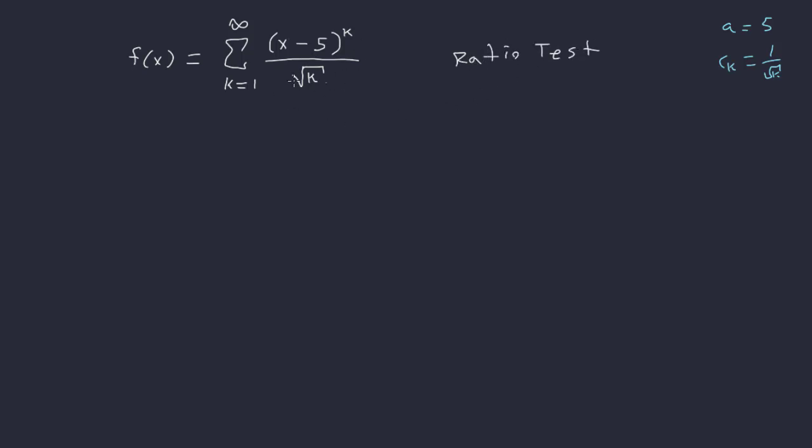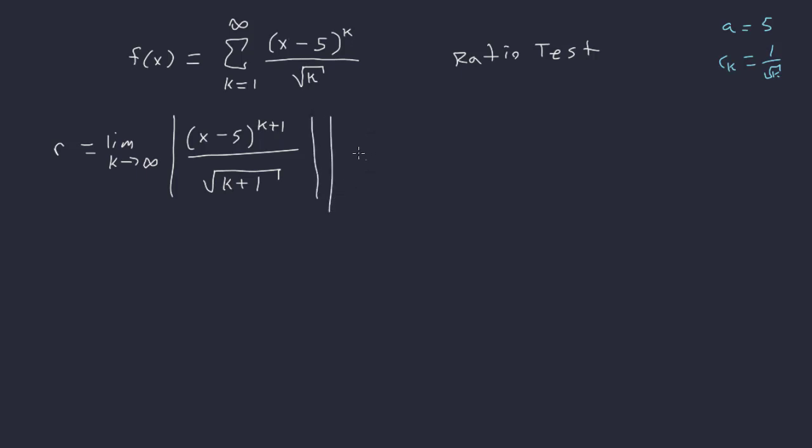because not everything's raised to the k. I have a square root k and something raised to the k, so I think ratio test would probably be our best bet. So we're going to look at r, which will be the limit as k goes to infinity of the absolute value of the k plus 1 step, so that would be x minus 5 to the k plus 1 all over the square root of k plus 1 times the absolute value of the k term flipped over.